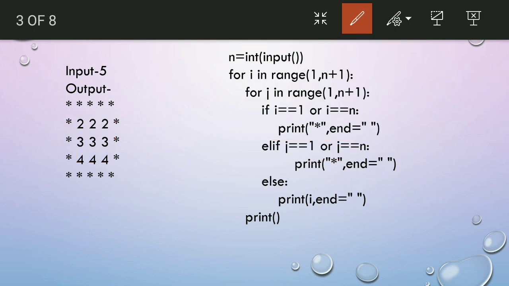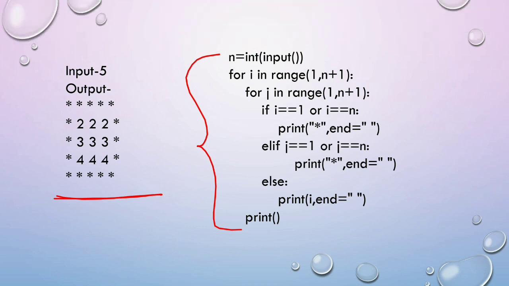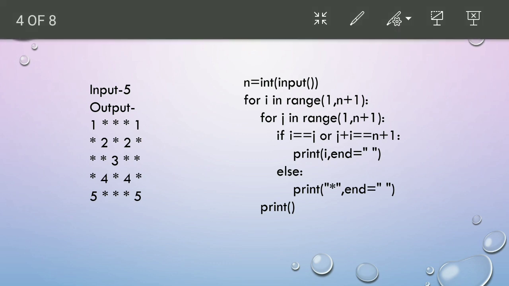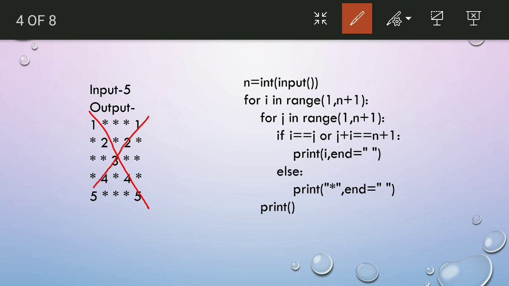So this is the output we will get from this program. Next question. This one we need to print. If you observe it carefully, it is forming two diagonals. One is this diagonal and another one is this diagonal.